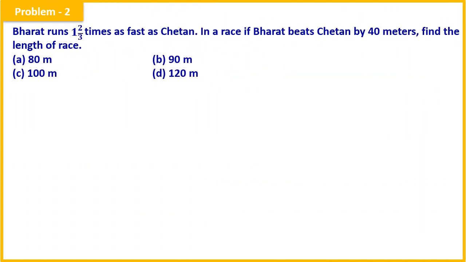Problem number 2. Bharat runs 1 2/3 times as fast as Chetan. In a race, if Bharat beats Chetan by 40 meters, find the length of the race.